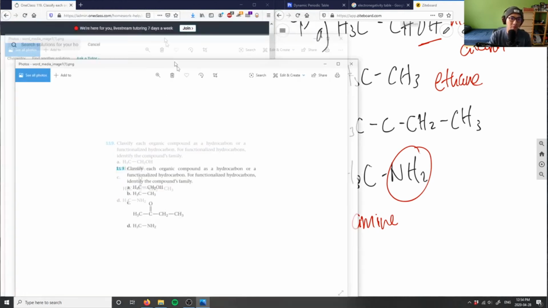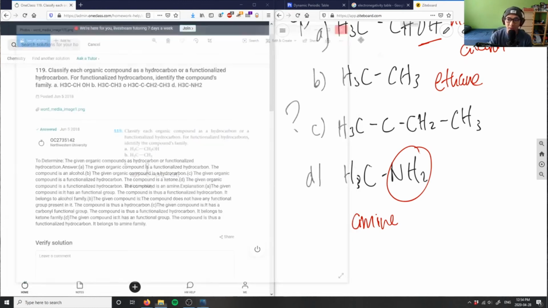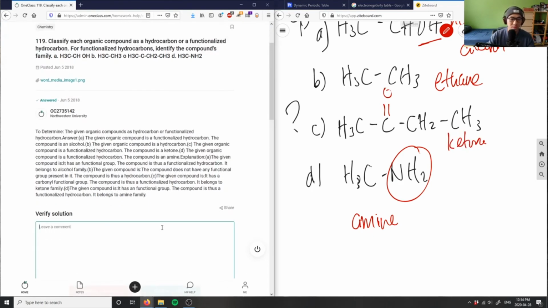I didn't know I can actually click these here. Sorry about that. But again, the OH here is an alcohol. H3C is simply a hydrocarbon. This is a ketone. There's a C double bond O, so a carbonyl group, and H3C here is an amine. So I can verify this solution is correct, because I do have a C double bond O here. This would be a ketone, and this here is an amine.